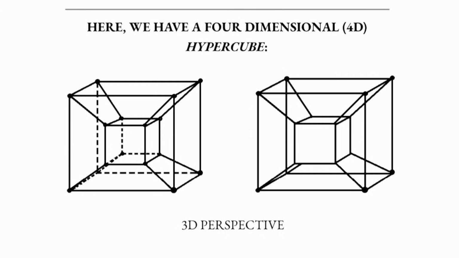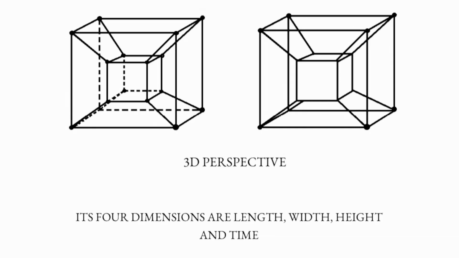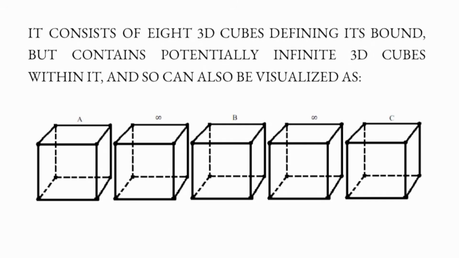Here, we have a four-dimensional hypercube. Its four dimensions are length, width, height, and time. It consists of 8 three-dimensional cubes defining its bound, but contains potentially infinite three-dimensional cubes within it, and so can also be visualized as.